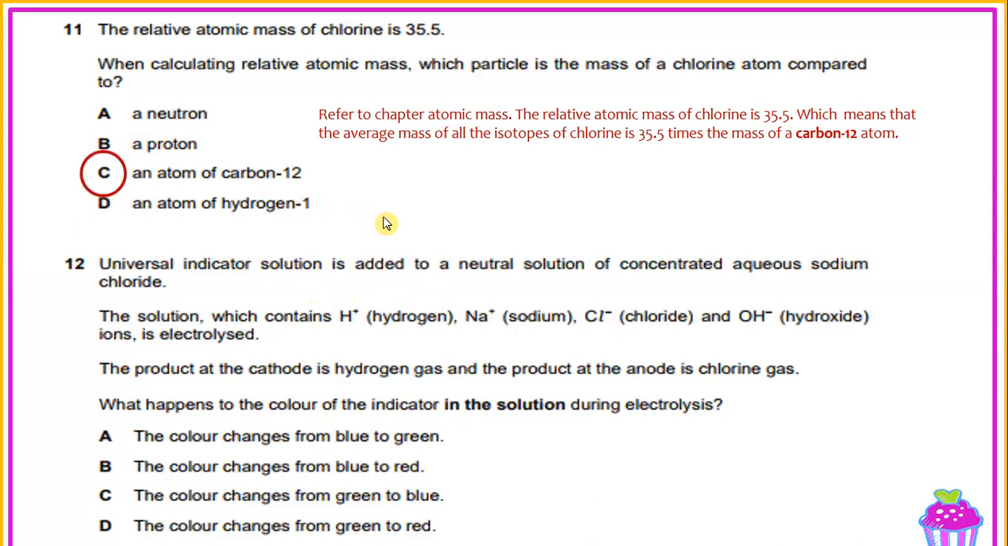Universal indicator solution is added to neutral solution of concentrated aqueous sodium chloride. The solution which contains hydrogen, sodium chloride, and hydroxide ions is electrolyzed. The product at the cathode is hydrogen gas, and the product at the anode is chlorine gas. What happened to the color of the indicator in the solution during electrolysis? So the color will change from green to blue.